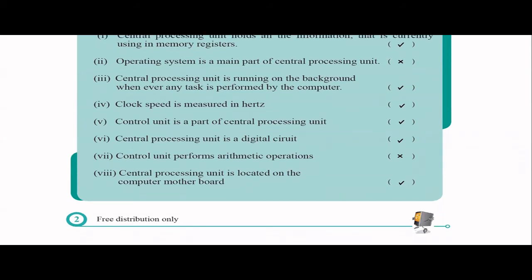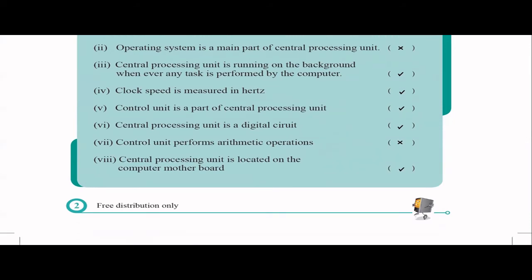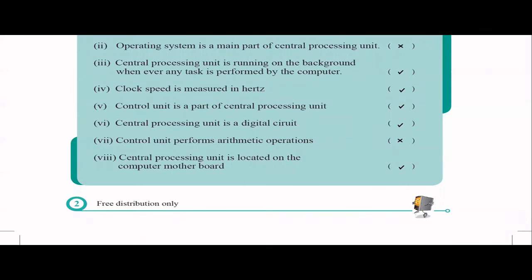Clock speed is measured in hertz. Yes, it's measured in hertz. And control unit is a part of the central processing unit. Yes, we learned that there are three parts of the central processing unit. Central processing unit is a digital circuit. Yes, in the definition also we learned this. Next one, control unit performs arithmetic operations. No, actually arithmetic and logical operations are done in the ALU, the arithmetic and logical unit. So this should be wrong. And next one, central processing unit is located on the computer motherboard. Yes, the CPU is on the motherboard and can be found in the system unit.